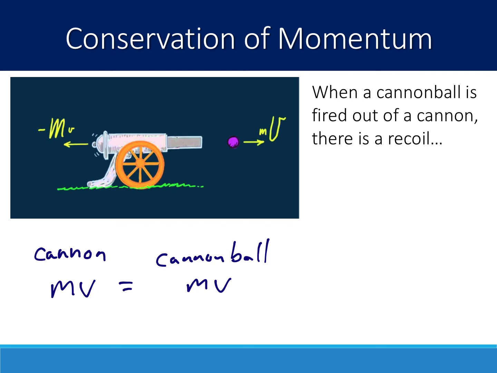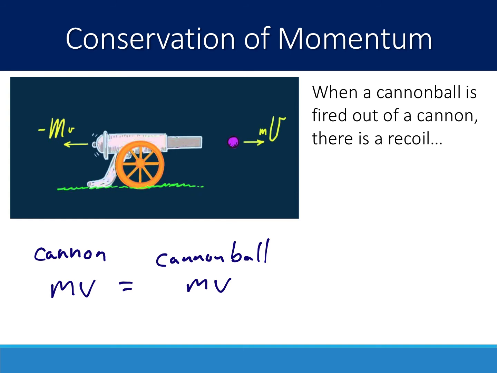On a simpler idea, let's take a look at a cannon. When we take a look at a cannon and a cannonball, this is the system that we're going to be investigating. When a cannonball is fired out of a cannon, we know that there's recoil, so the cannon gets pushed back. But a question naturally arises: if the momentum is the same, why does the cannon only move backwards a little bit and the cannonball moves forwards a lot? I mean, it has a high velocity.